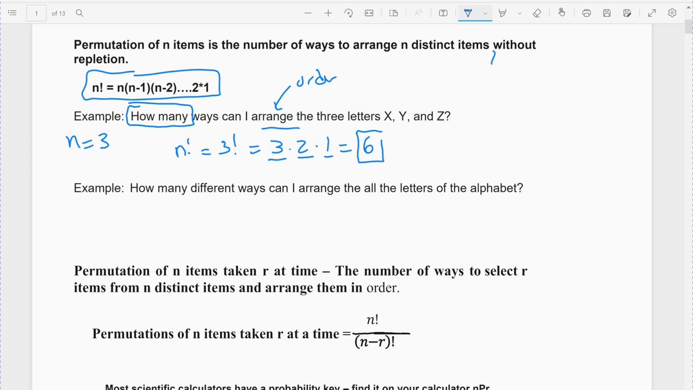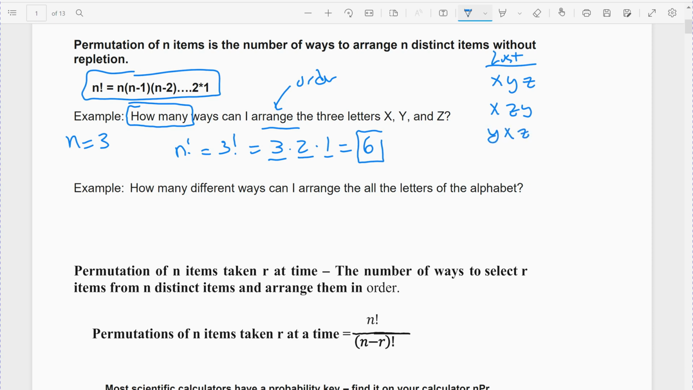And I'm actually going to list them over here. I'm just going to go through and list them. And so what we mean by order, one way to arrange the letters is X, Y, Z. That's one order. Another way to arrange them is X, Z, Y. That's a different order.